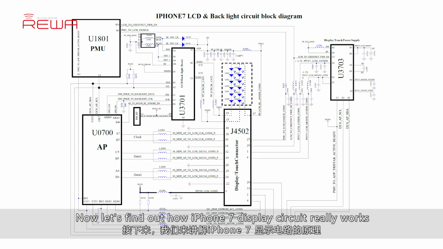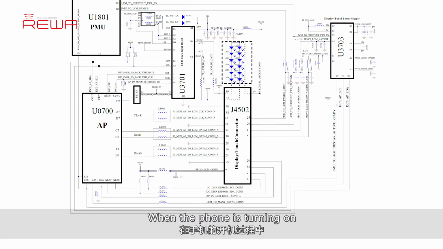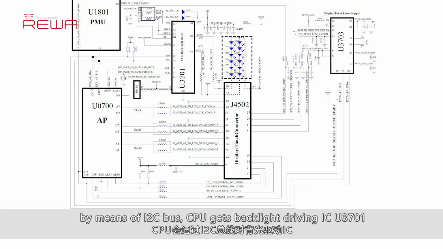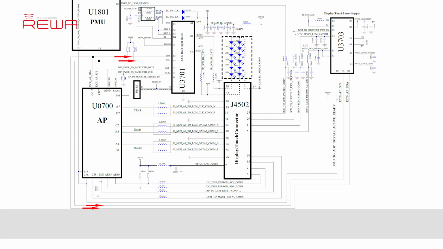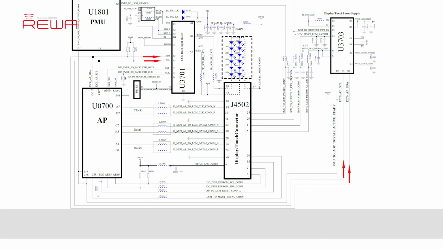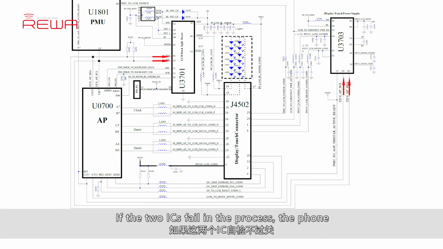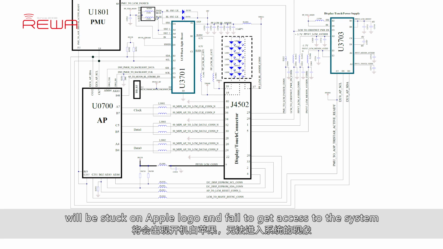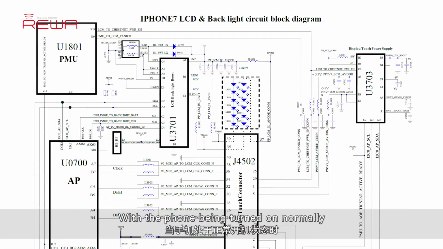Now let's find out how iPhone 7 display circuit really works. When the phone is turning on, by means of I2C bus, CPU gets backlight driving IC U3701 and display boost IC U3703 into power on self-test process. If the two fail in the process, the phone will be stuck on Apple logo and fail to get access to the system, with the phone being turned on normally.